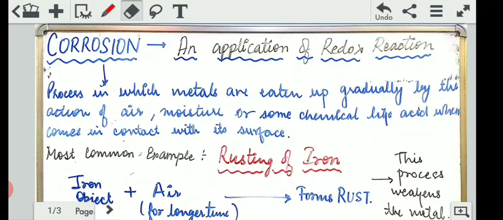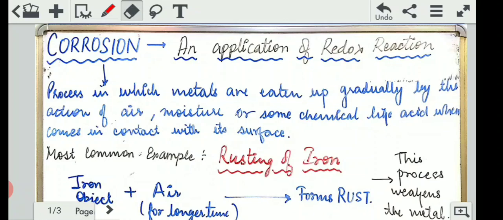So what happens is that the iron it is made up of comes in contact with the air, and air contains oxygen. That oxygen present in the air reacts with the iron present in the railway track. When iron and oxygen react together, they form a compound called iron oxide, and that iron oxide compound is reddish brown in color. And this is only an example of corrosion, which is called rusting of iron.